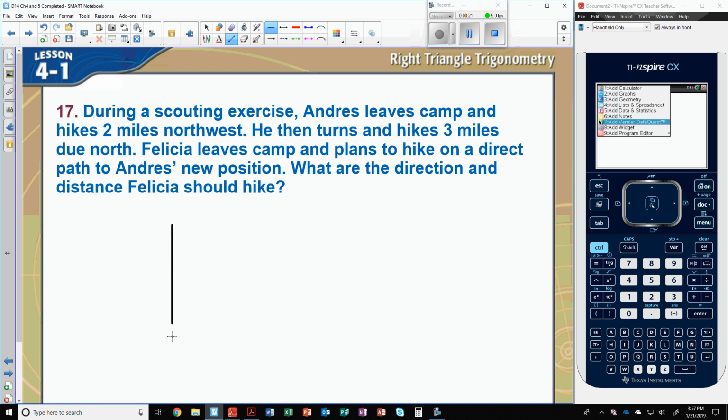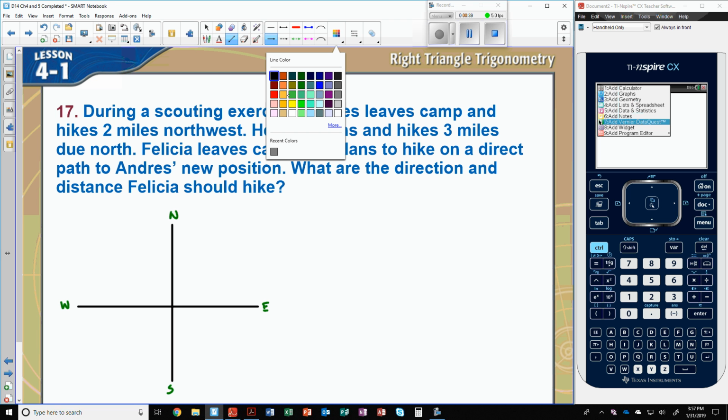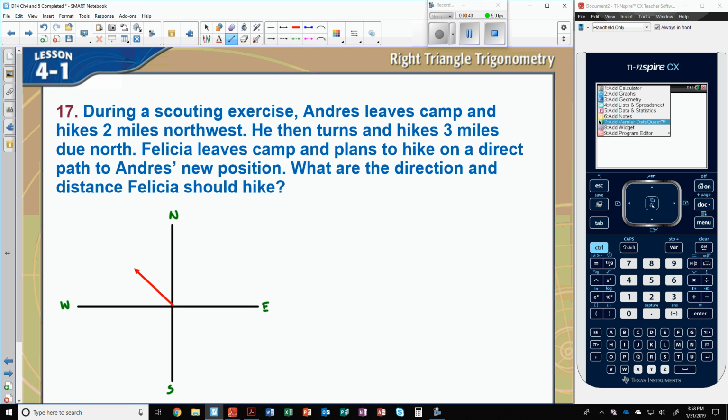Let's put a little graph since we're working with a north, east, west, south system. I'm going to label here north, east, south, west. Andres leaves camp and hikes 2 miles northwest. So I'll put him on here as red. So he goes north and west. In the middle of north and west, we'll call that 2 miles. So that's the distance he travels there, 2 miles.